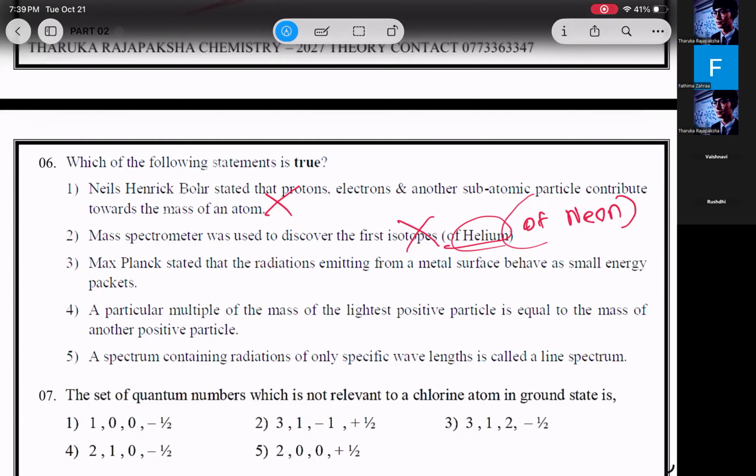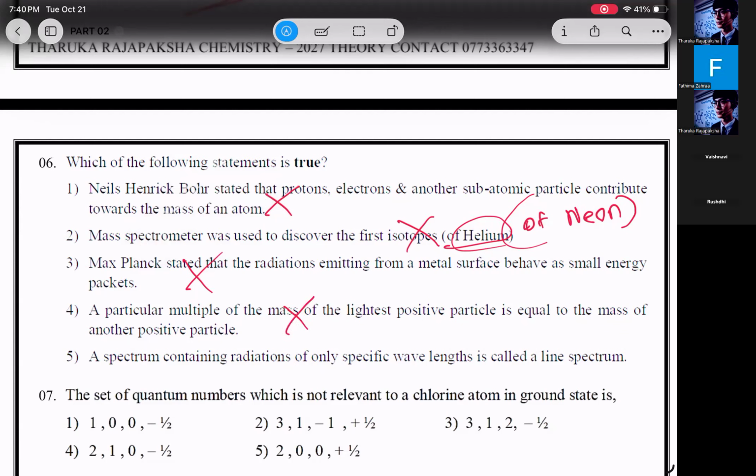Third statement, Max Planck stated that the radiations emitting from a metal surface behave as small energy packets. That is wrong, people, not Max Planck actually. Albert Einstein told it. Albert Einstein was the person who told that. That statement is wrong. Fourth: a particular multiple of the mass of the lightest positive particle is equal to the mass of another positive particle. It's not absolutely correct. එහෙම හරියටම කියන්න බෑ. Sometimes it's wrong. හරි. Sometimes it's not like that. ඒක හරියටම එහෙම කියන්න බෑ.